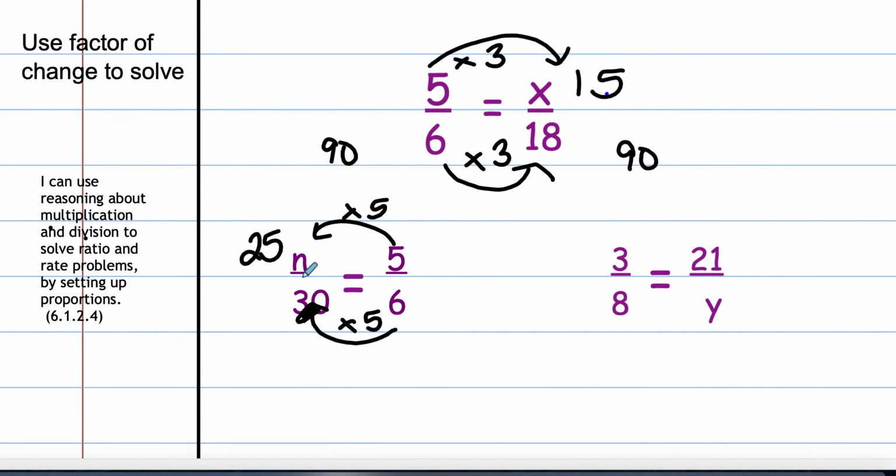Okay, so let's take a look at this. Start on the side that has both. So again, the factor of change was 5, and my answer was 25. So we start on the side that has both, times 7. So 8 times 7 is 56. Factor of change was 7. My answer is 56. I can check by crossing them.